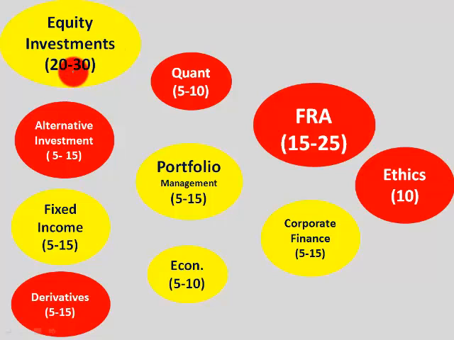Now first thing that you'll observe is there is no fixed weight here. They haven't said the way in level 1, equity 10%, 15%, no. Now it's a variable weight. What could be the possible reason?